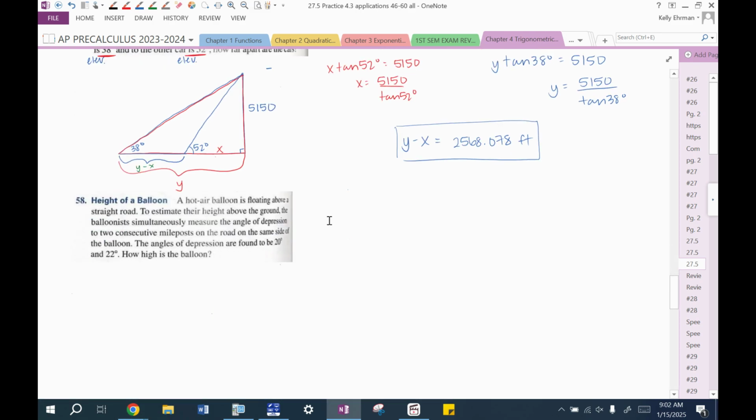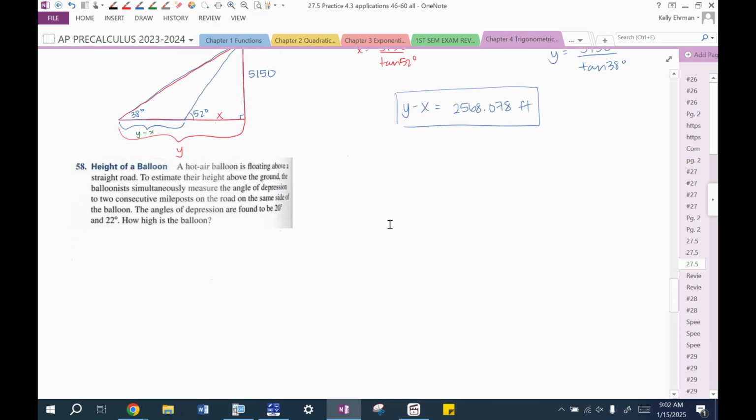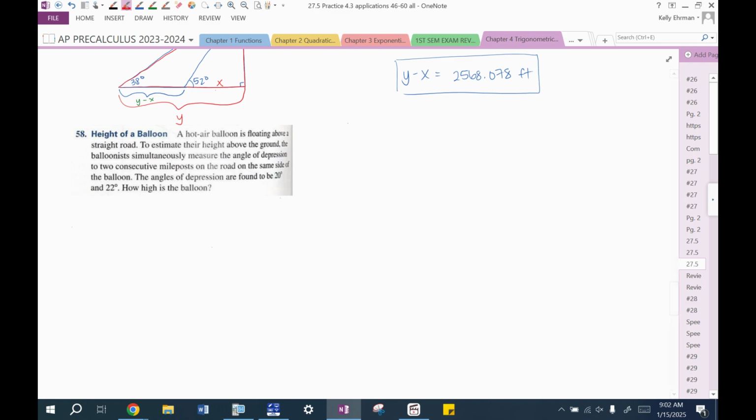All right. Number 58. A hot air balloon is floating above a straight road, so this sounds familiar. To estimate their height above the ground, the balloonists simultaneously measure the angle of depression to two consecutive mileposts. Mileposts are posts that are exactly a mile apart on the same side of the balloon. So same side. So kind of the picture we just drew. They gave us angles of depression. How high is the balloon?